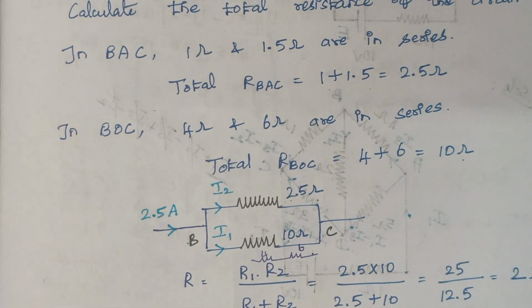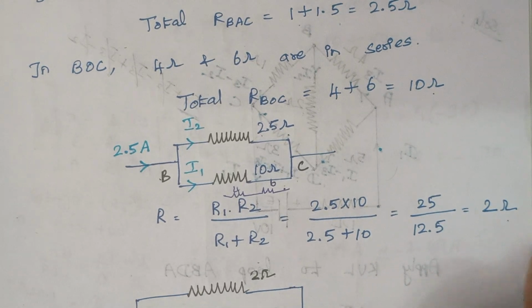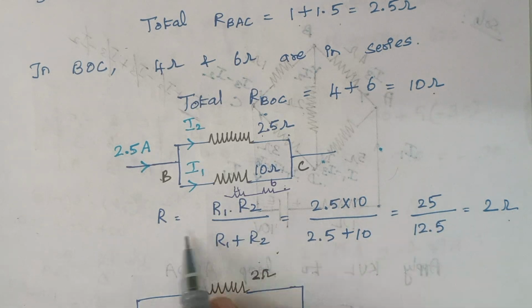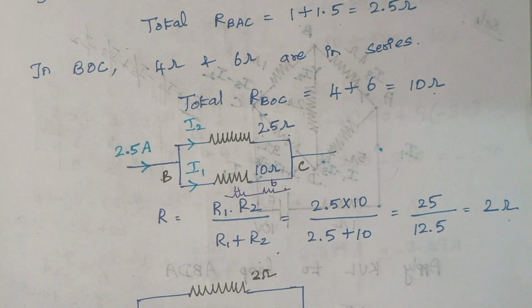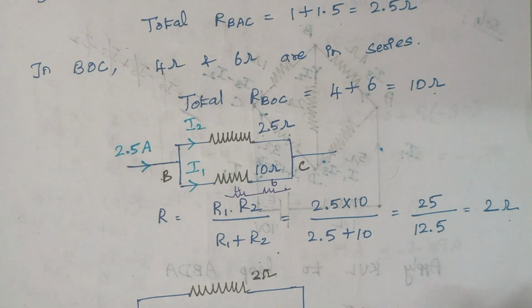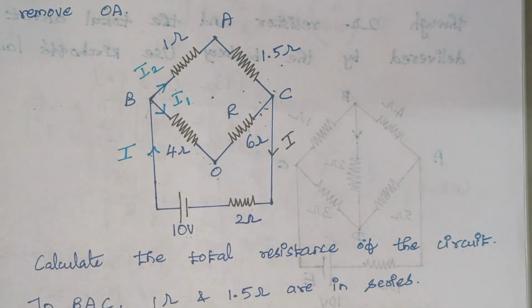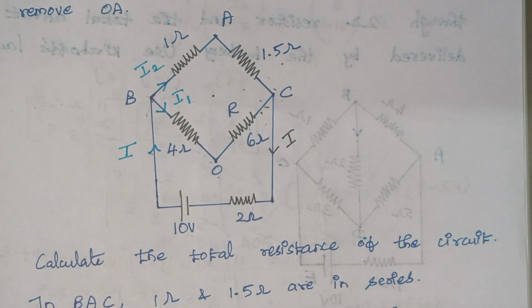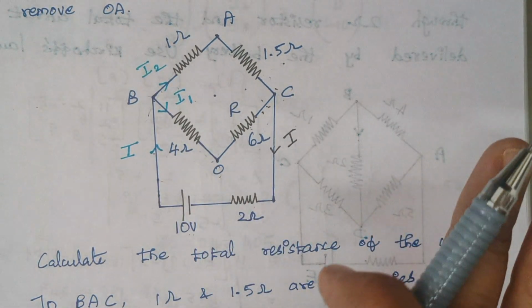So, what is the formula? Here the formula is R1 into R2 divided by R1 plus R2. Just substitute the values accordingly and finally the total value of the resistance is 2 ohms here. Now again I am going to redraw the circuit. The entire value of these 4 resistors is now reduced to 2 ohms. So, between B and C, I am having a 2 ohm resistance.